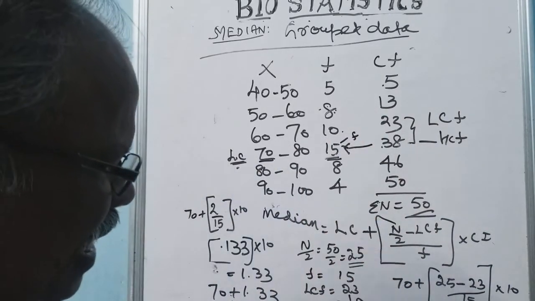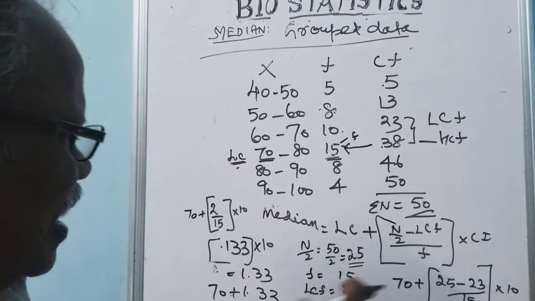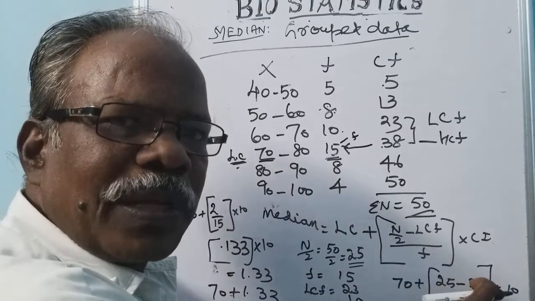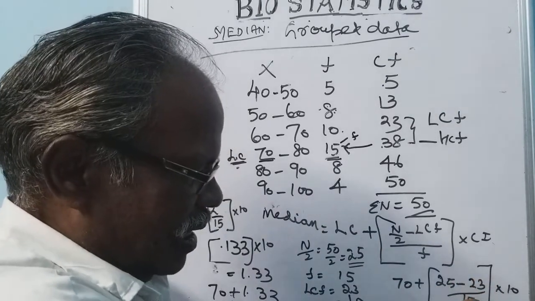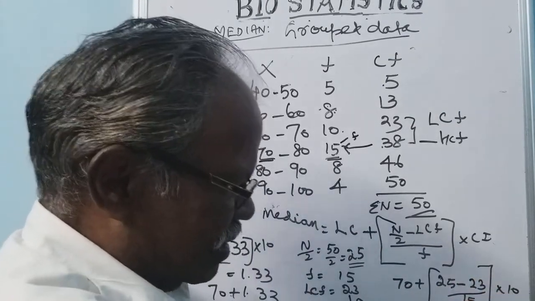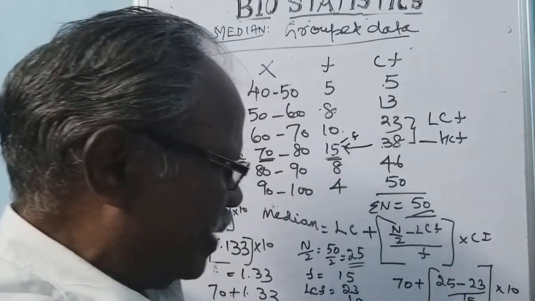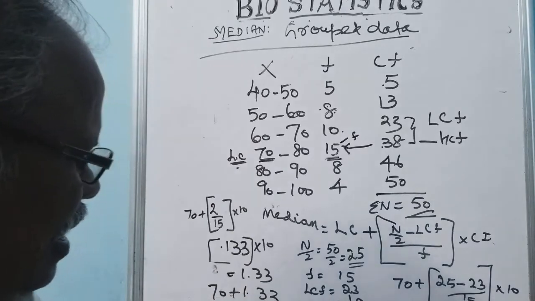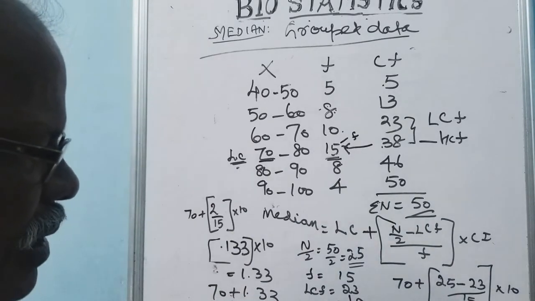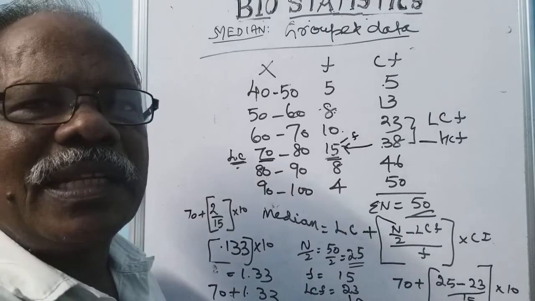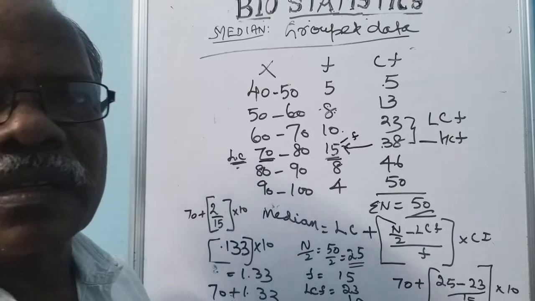Now we have all the data, and substituting all this in the formula: 70 plus 25 minus 23, then divided by 15 into 10. The 25 minus 23 coming to 2 by 15 will be coming to 1.33. Then 70 plus 1.33 is 71.33. The median is coming to 71.33.